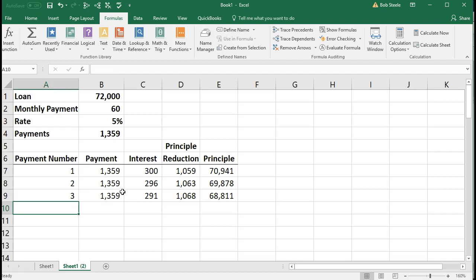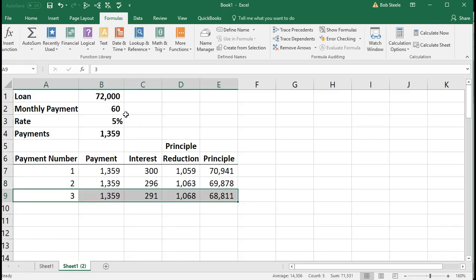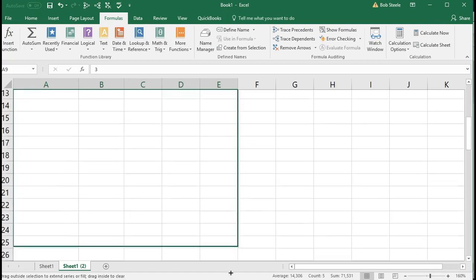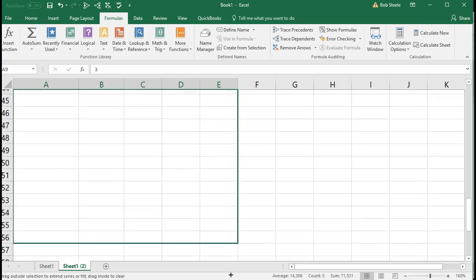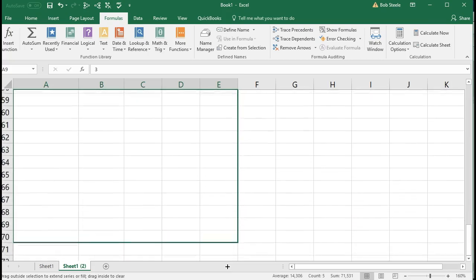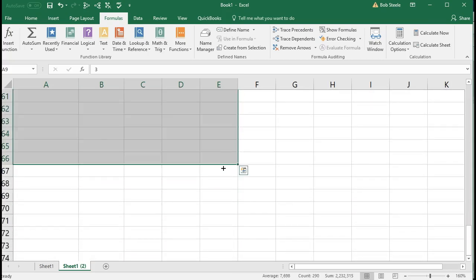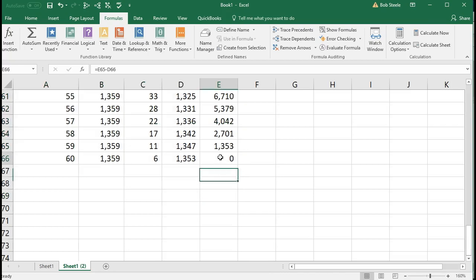Point being that the interest is going down with each payment as the principal that interest is calculated on goes down, and the principal portion then being applied out, part of the payment is going up. Now I'm going to copy this down all the way down to 60 payments, and we should get to a principal balance of 0 after 60 payments. So let's do that. We're going to copy this down somewhere like around here. There we go. And so there's the 0.